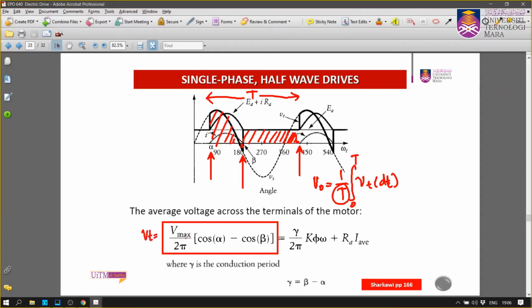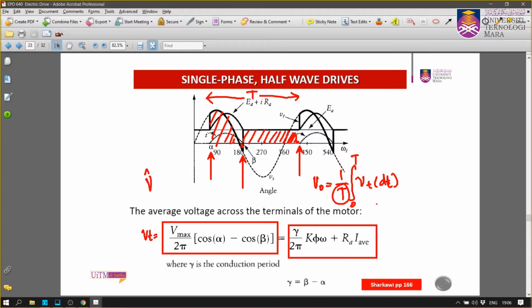Right, so Vt equals Vmax or V peak. Sometimes I usually use the V with a hat. So V peak, you divide by 2 pi, cos alpha minus cos beta. And this is from the notes. I'm going to give you the equation again. Right, so you have that Ra.